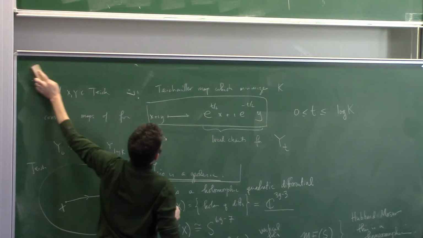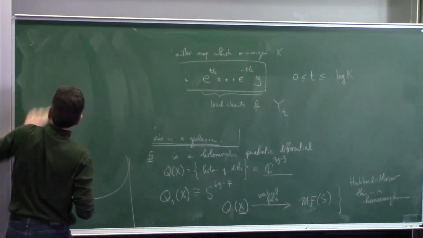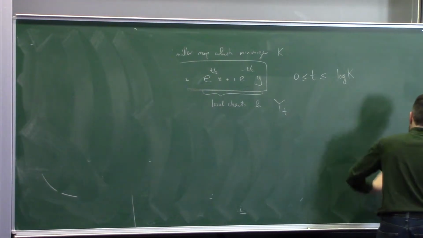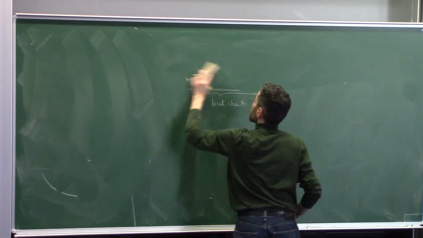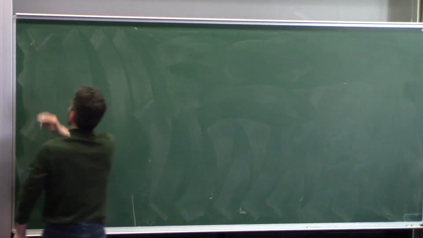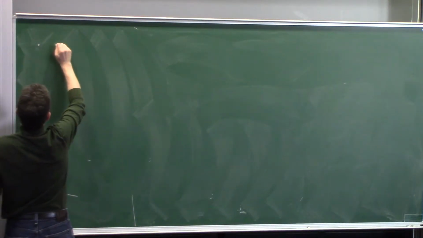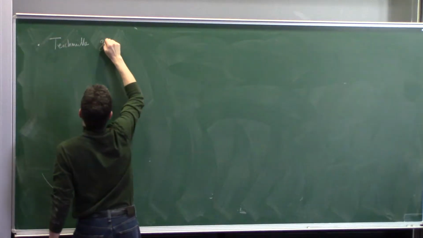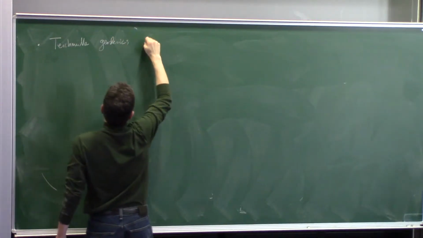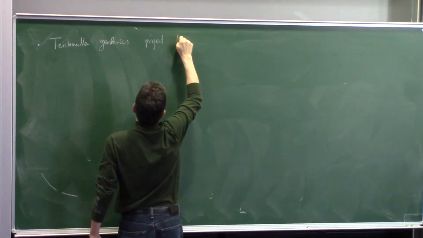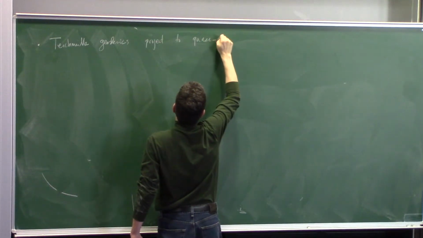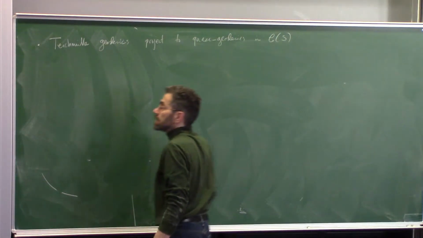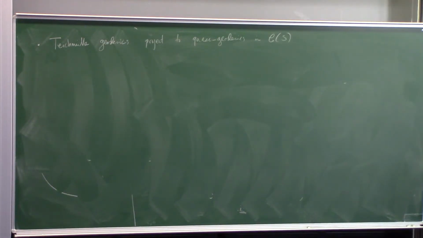But the second part of the theorem I want to mention is the connection between this and Teichmüller geodesics. So part 2 of that theorem is that Teichmüller geodesics project to quasi-geodesics in this complex.